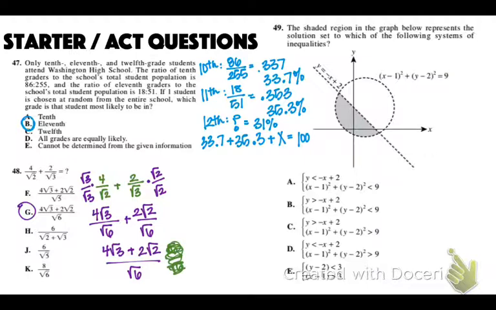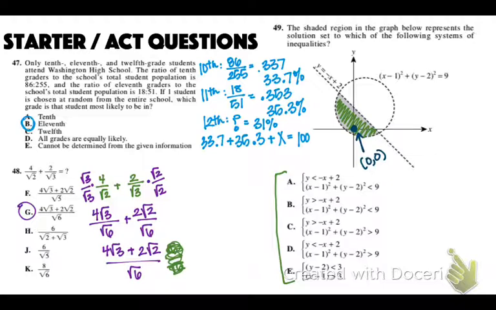Okay, this one right here. So this shaded region in the graph below represents the solution set to which of the following system of inequalities. So we want to figure out which one of these is giving us this shaded region right here. And the easiest way to do this is to pick a point inside of that region and see which one of these holds true for these statements, which the easiest point is probably right there, 0, 0, right? 0, 0 is inside that region, so that means that these statements should hold true for 0, 0.